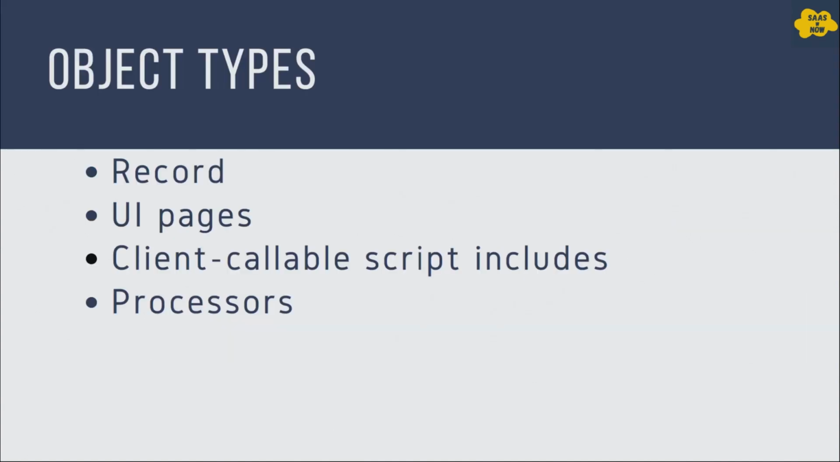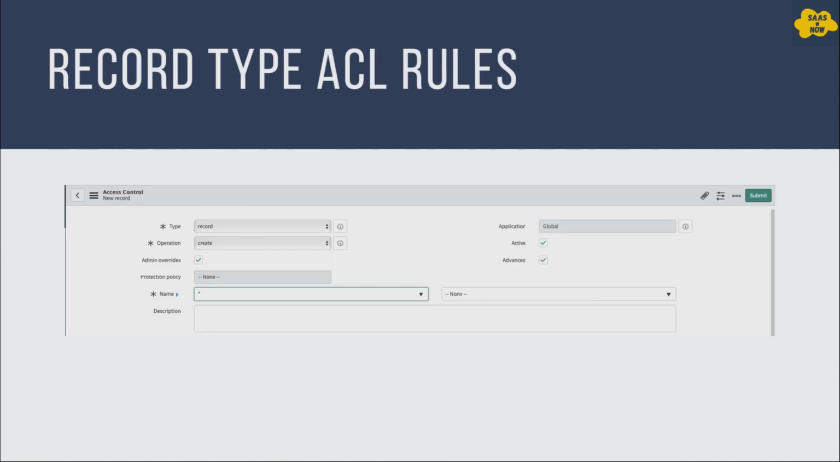Object types. In ACL, you have different types of objects on which you can apply the ACLs. Record-based objects, which restrict or provide access for the records in a table in ServiceNow to the users. UI pages, which can restrict or provide access for the UI pages. You can also restrict or provide access for client callable script includes and processors. As a developer, you will mostly use Record type ACLs in ServiceNow. In this video, we will majorly learn about Record type ACLs.